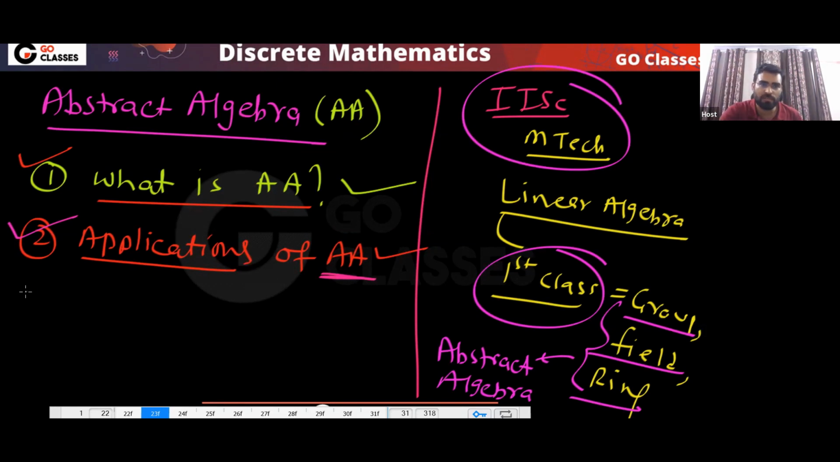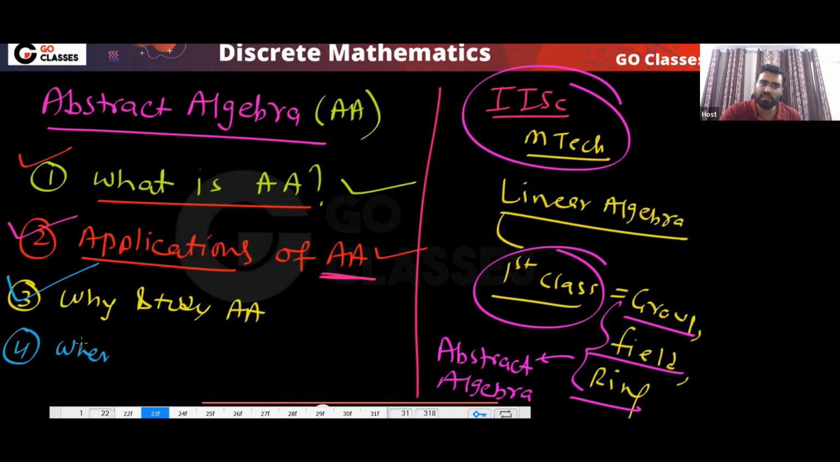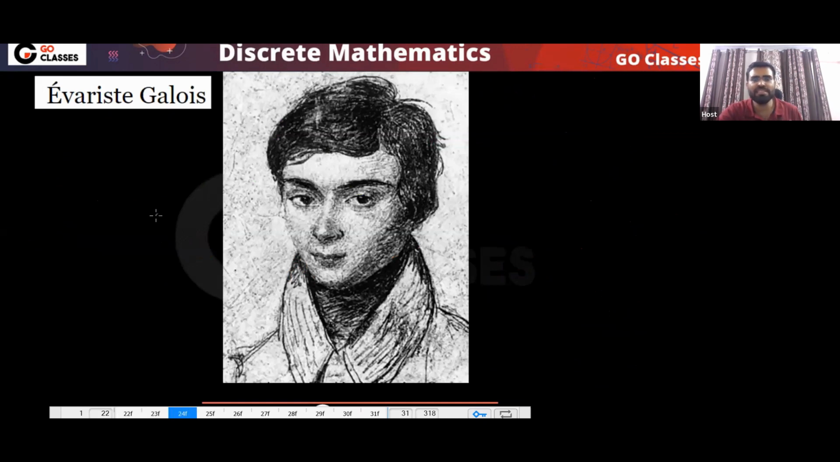This is the final question. We have already seen why we study this. Why study abstract algebra? I told you. Now the fourth question is, when did it start? When did abstract algebra start? This is actually a very interesting question, where it came from. This is the reason I want to tell you where this abstract algebra came from. So let's see.